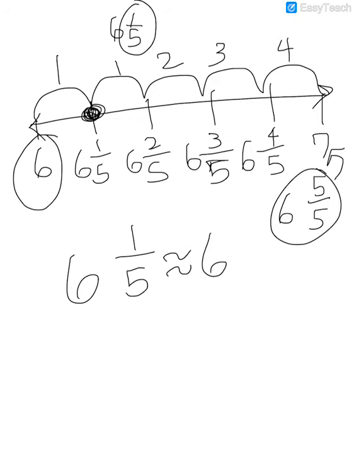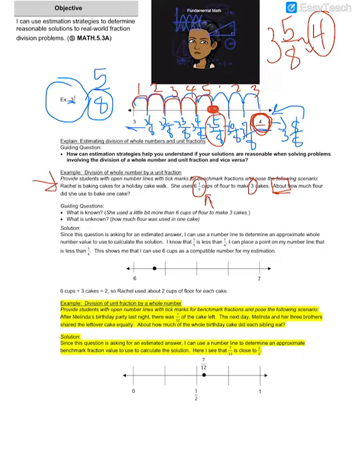So then I'm going to take that whole number 6 and go back to my question. I want to see right here that 6 cups divided by 3 cakes would be about 2. So Rachel used about 2 cups of flour for each cake.